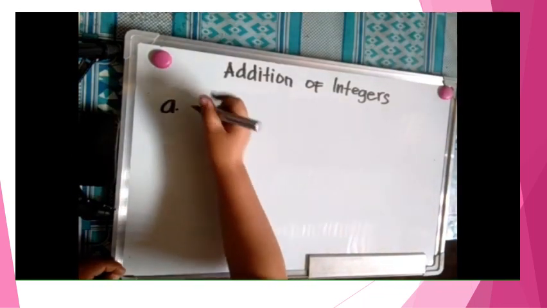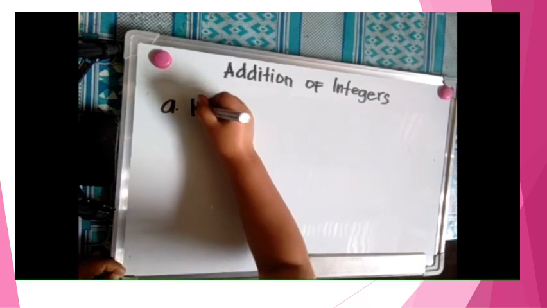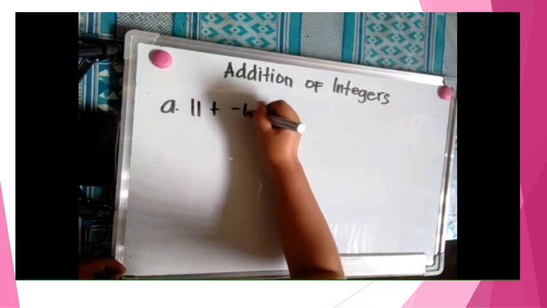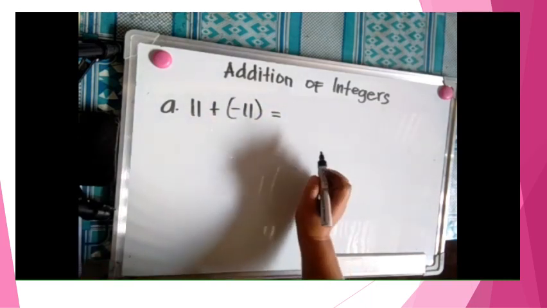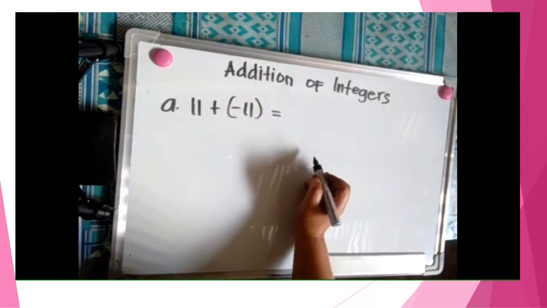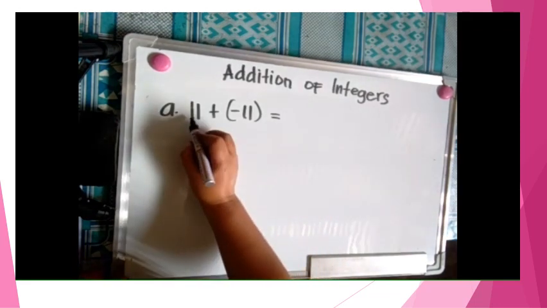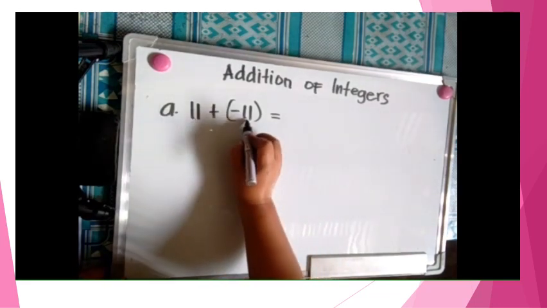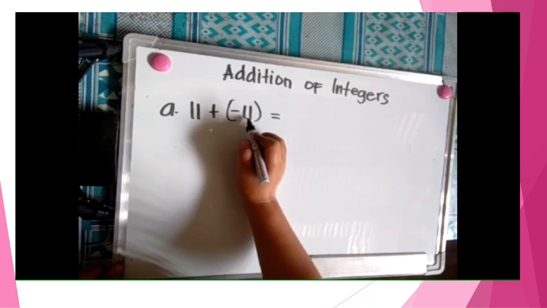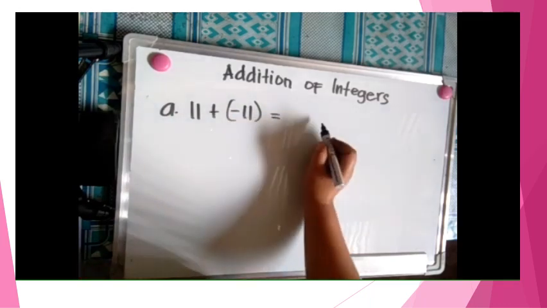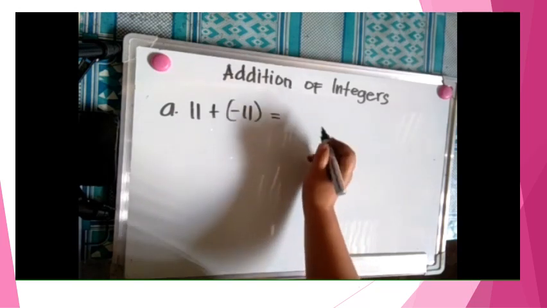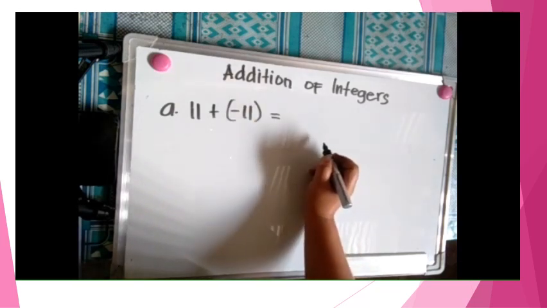Letter A. 11 plus negative 11. So, unsay answer, class? Okay, so we have a rule in addition property of opposites. So, di ba? Positive 11, opposite niya kay si negative 11. So, in adding these opposites, addition property of opposites, we have a plus negative a is equal to 0.